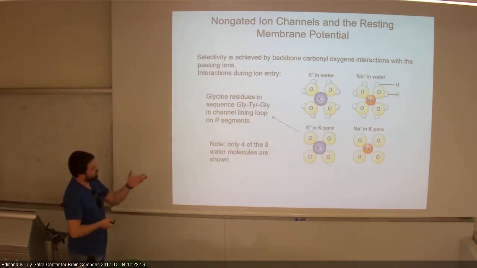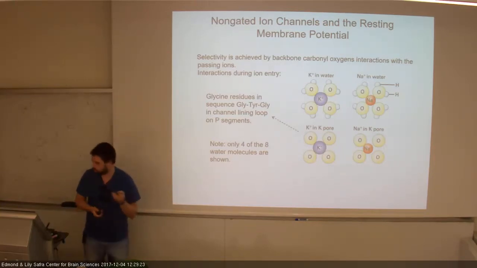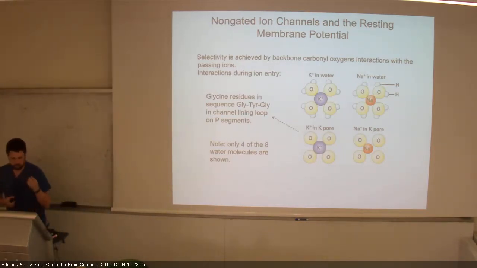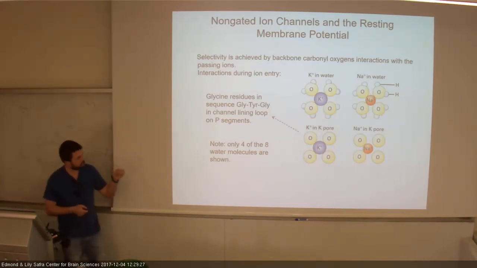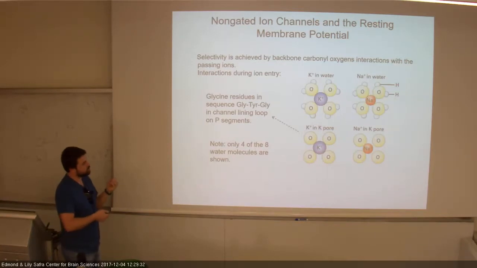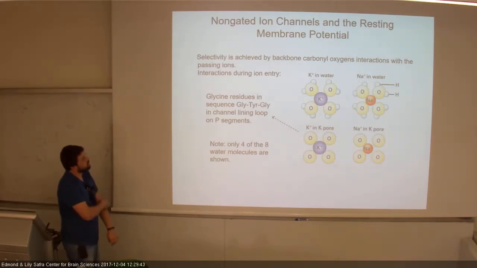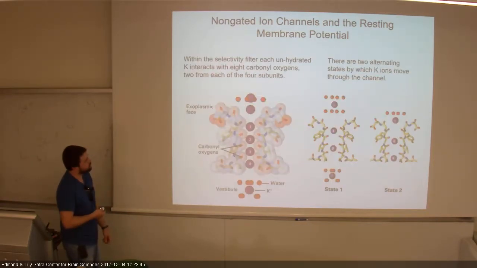So we see that again, because of water and because of the interaction with water, biology found a way to allow interaction with a specific type of ion, and not, for example, with a larger ion or even with a smaller ion. So this is why it's called the selectivity filter, and one of the most interesting structures that we find. And this is an illustration of how exactly this happens.